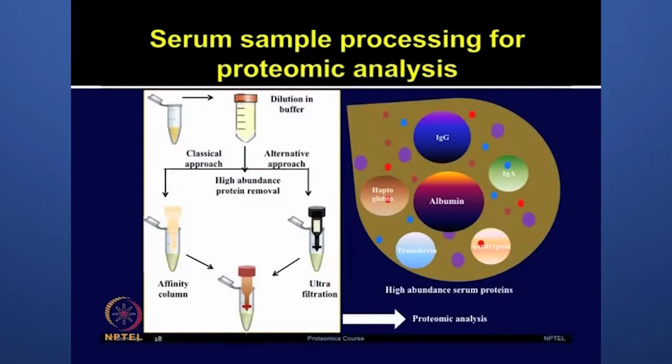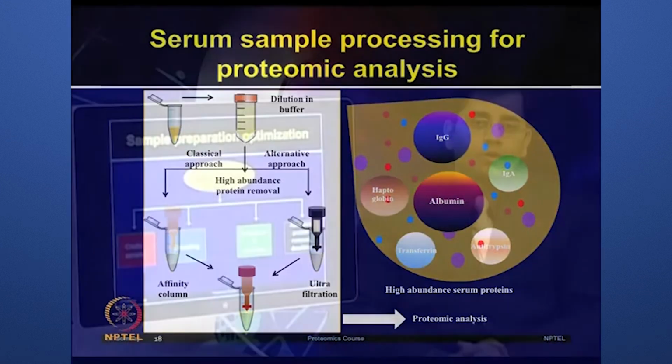Now, serum poses the challenge of abundant proteins. So, first of all we have to remove the abundant proteins from the serum, and there are standard columns available from various commercial manufacturers, from which one can selectively remove the very highly abundant proteins such as serum albumin, IgG and various other abundant proteins. In fact, there are columns which can deplete almost 14 abundant proteins present in the serum.